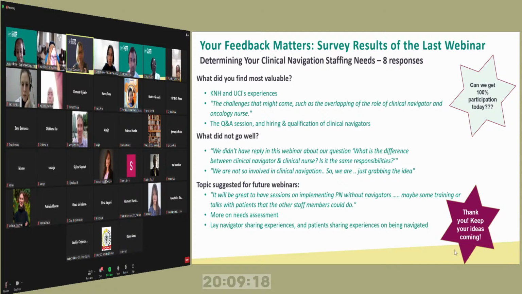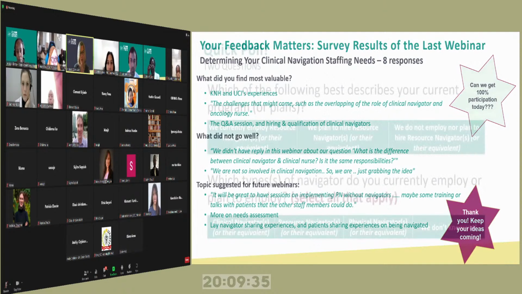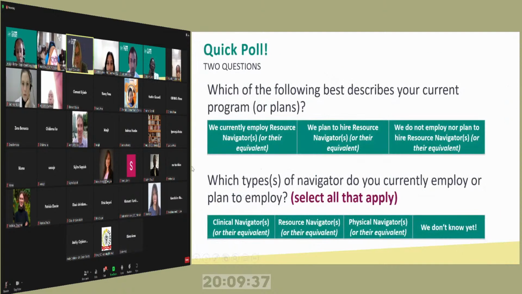And again, this just helps us understand who is on the phone call. Can we switch the slide too, please? So the two questions we're trying to understand are what you currently have in place for resource navigation and/or what you're planning to do, and also, if you have a program or plan to, what types of navigators will you employ?